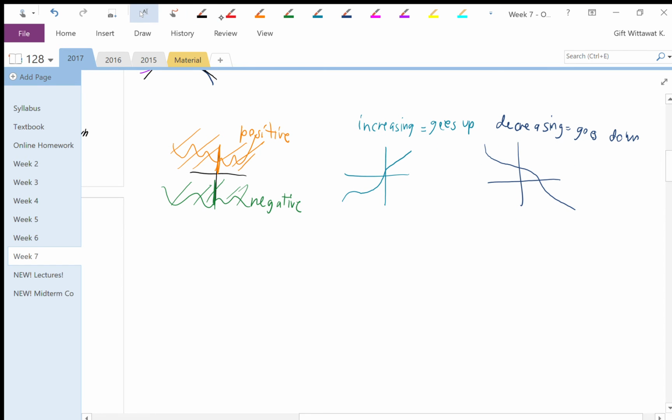And again, just like I just said, the function is concave up if it looks like a U or half a U, and concave down if it looks like half an N. Concave down.